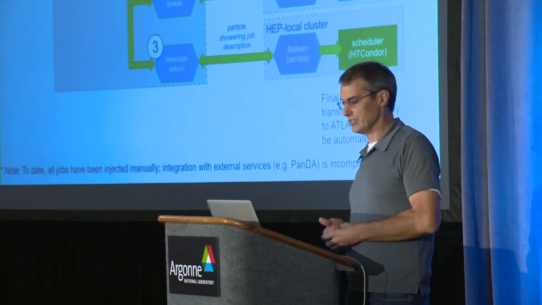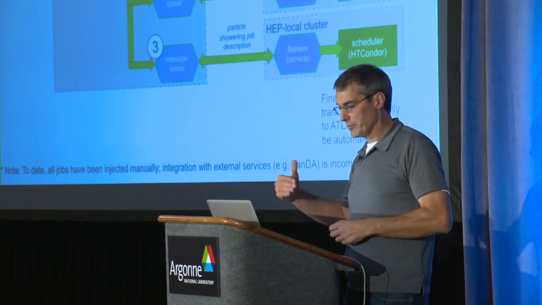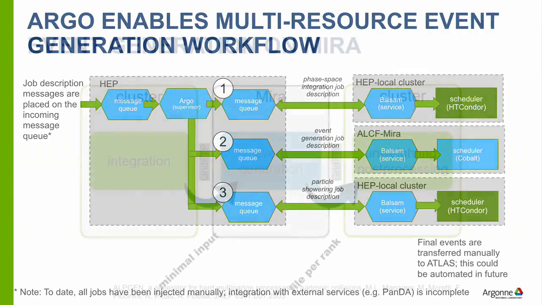And then after that, we have a data transfer over GridFTP back to the HEP cluster, so that the last step, the particle showering, gets run again on that HEP cluster, and then the results are transferred back to Atlas. The way that this is happening now is that the job descriptions that come in are independent of the production system I described before. We're getting them out of band because we're not exactly integrated with the production system yet. And the data that's transferred back is transferred back manually, but it could be automated.